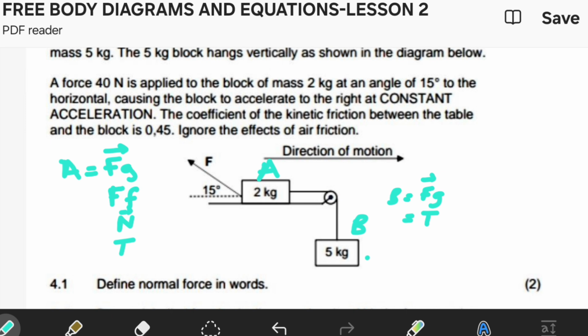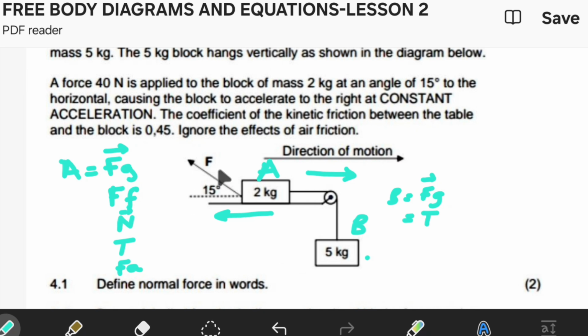A force of 40 newtons is applied to the block of mass 2 kg at an angle of 15 degrees. So on this block A, we are also going to have the applied force, causing the block to accelerate to the right at a constant acceleration. So it means that these objects are going to the right. Remember, if the motion is towards the right, the frictional force will be in the opposite direction. Always remember that.